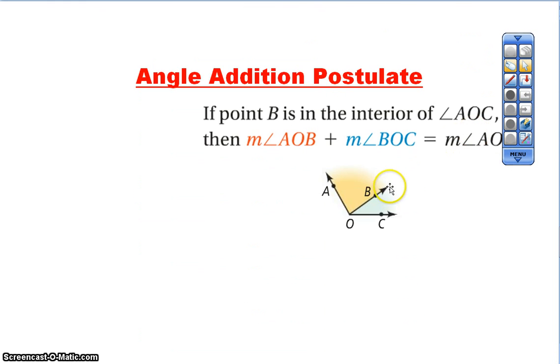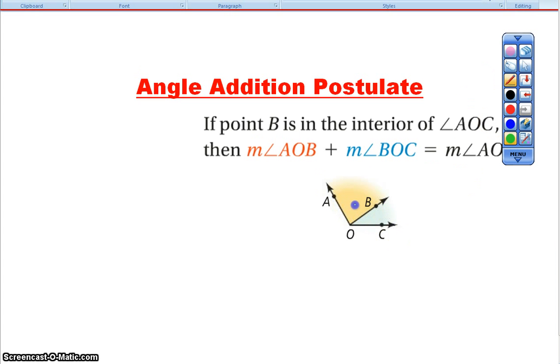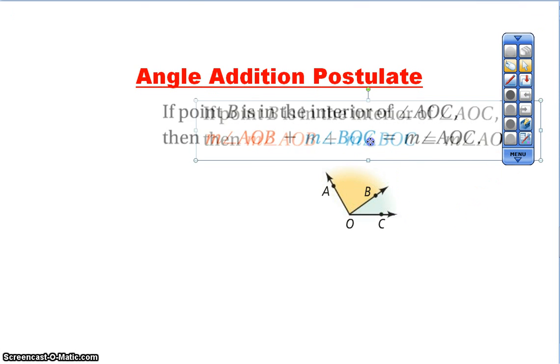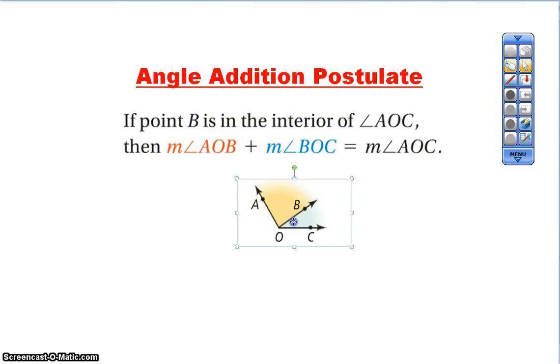All right, so we have some postulates here. And this one says if point B, here's point B, is in the inside of angle AOC, then these two angles, the yellow and the blue, have to equal the entire thing. It's kind of saying if this is 1 and this is 2, then the whole thing has to be 3. They add up together. It's called the angle addition postulate. So let's try a few examples here.